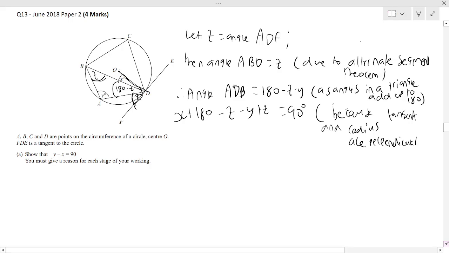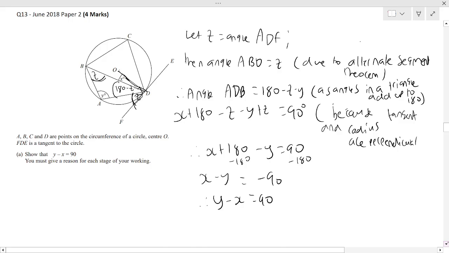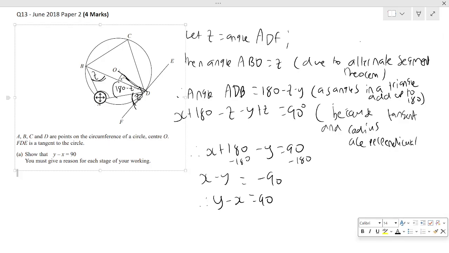But now we can simplify this equation and the Zs cancel. So then we're left with x add 180 minus y is 90. Then we can say x minus y is 90 minus 180 if you subtract 180 from both sides. And then we can times by minus 1 to then say y minus x is 90. And that is exactly what they asked us to get here. So there we go, we've done it. Cool.